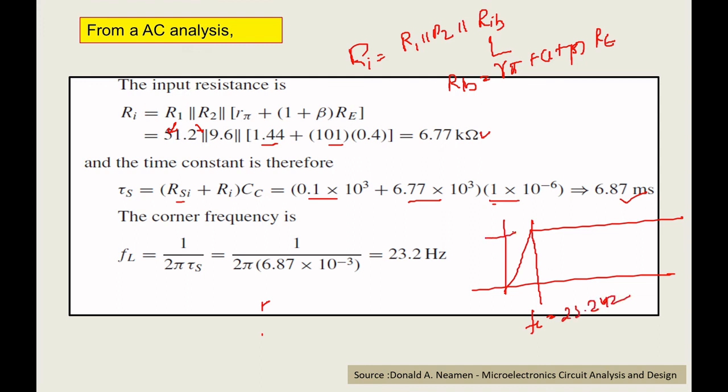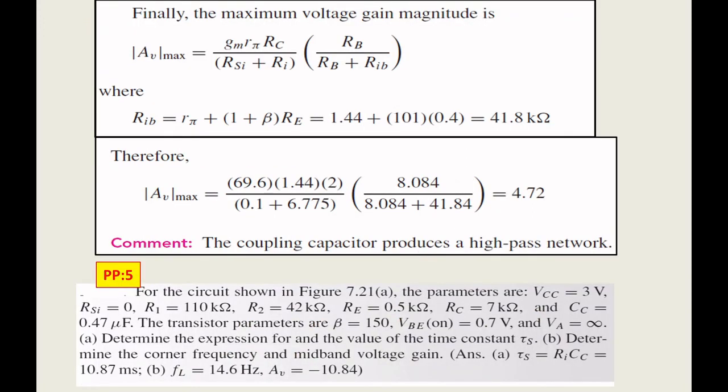Now I want to find the gain. That is the next part. I substituted 1 divided by 2 pi tau s, which we calculated, that is 1 divided by 2 pi into 6.87 milliseconds, and you will be getting 23.2 Hertz. Now we are going to find the maximum gain. What is the formula for gain? Gm R pi into RC divided by RSI plus RI, into RB divided by RB plus RIB. Already you know most of the values, you just plug in.